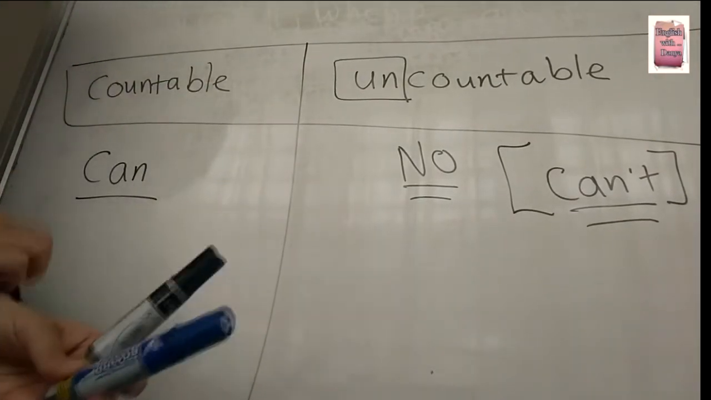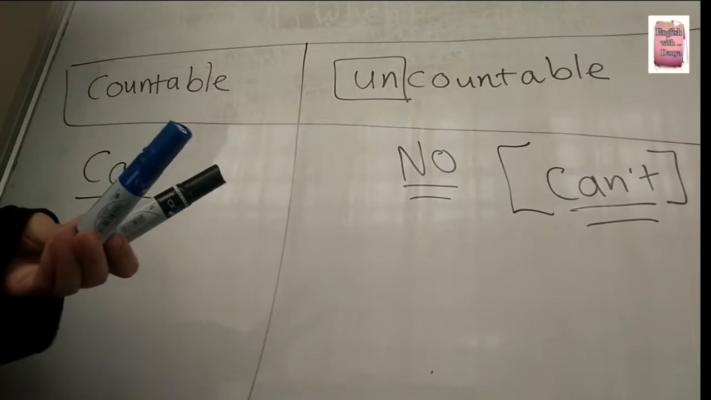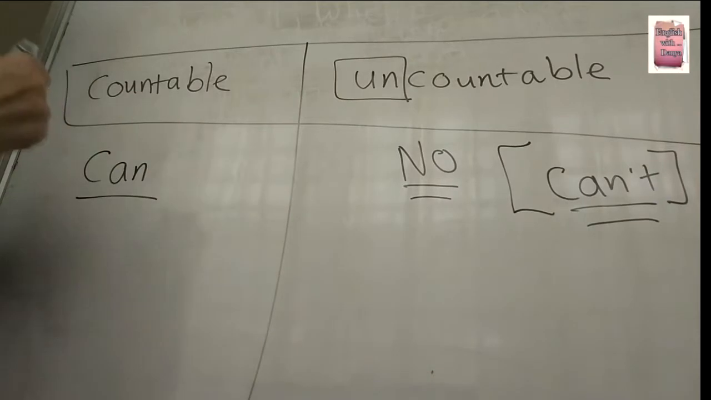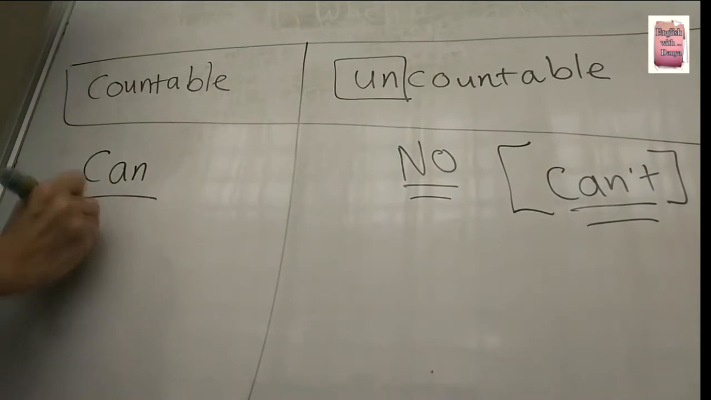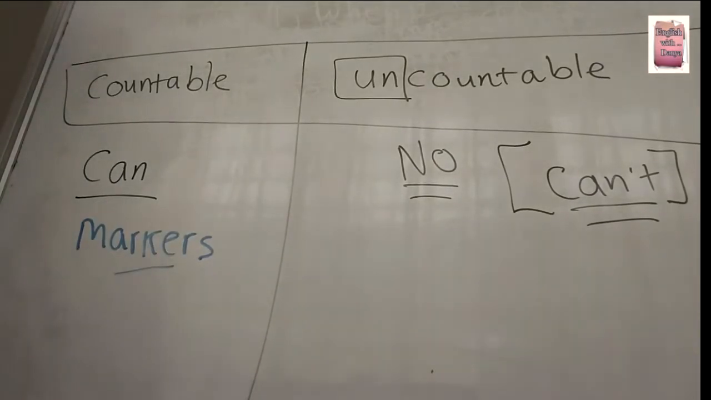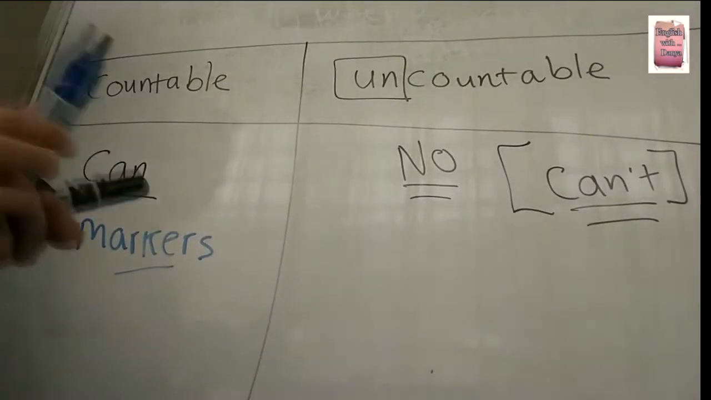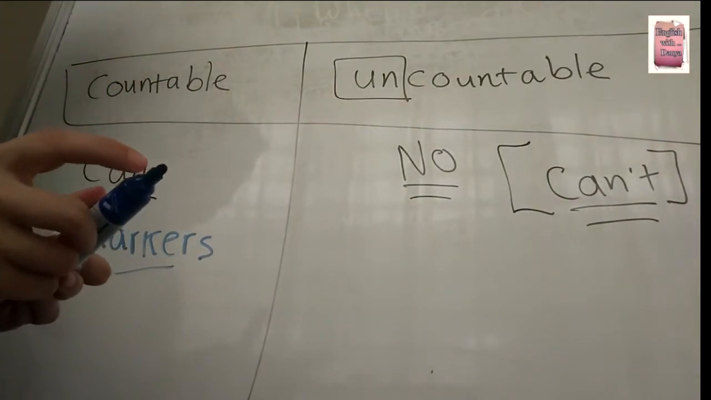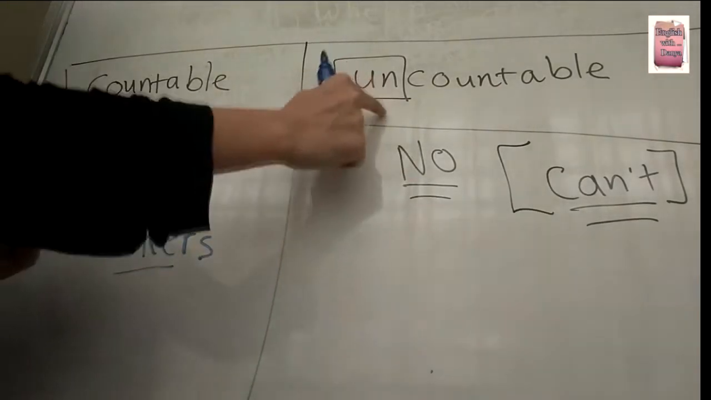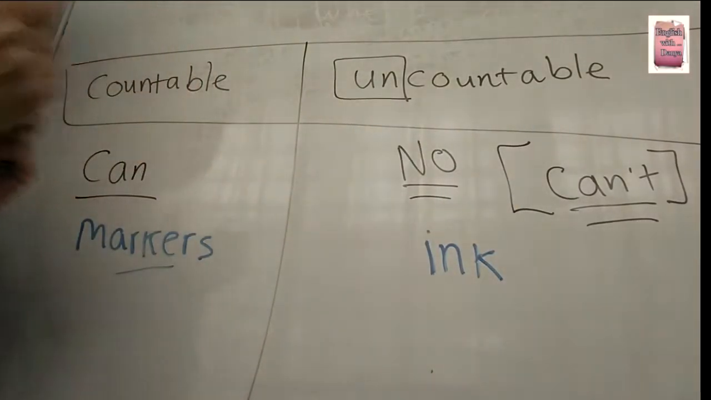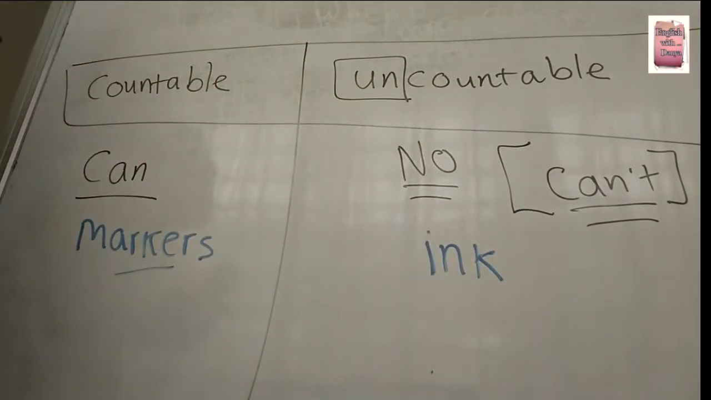Let's look at those. How many markers have I got? I have got 2 markers. 1, 2. So in this case, it's countable. Markers are countable. But do you see the ink? Is it possible to count the ink? No, we can't. So in this case, ink is not countable. The same thing when it comes to water.